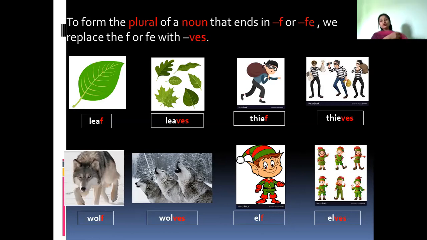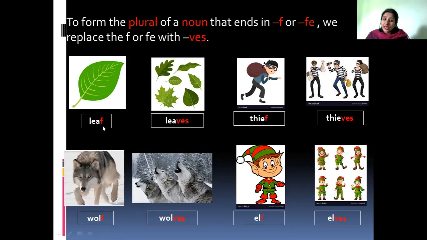Now what do we have to do when the word ends with the letter F or FE? When the word ends with F or FE, that time drop this F and join VES. L-E-A-F, leaf. What is the last letter here?